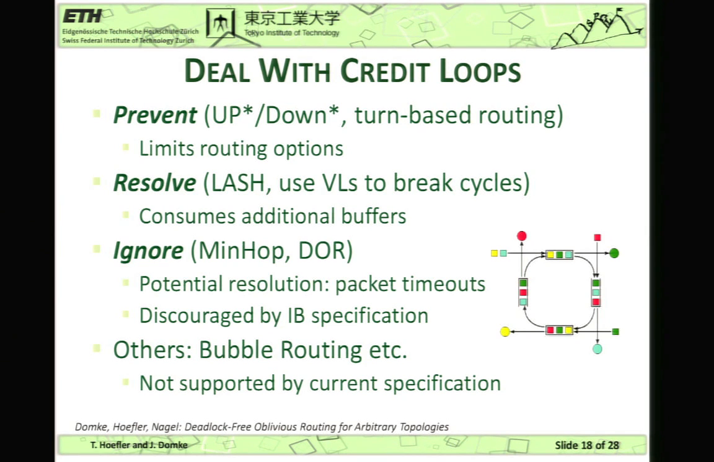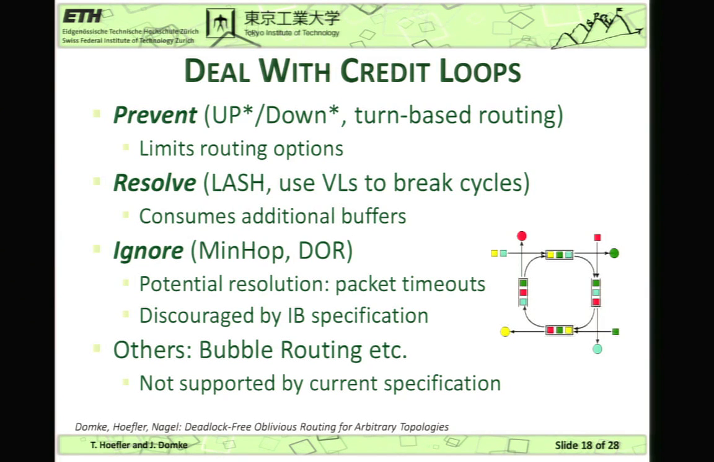Well, one way is you can prevent them. You can use up-star, down-star routing, which really chooses an arbitrary root in the network, and then just goes only towards this root, and once it turned away from the root, it only goes away from the root. That's up-star, down-star routing. Very, very simple. The only problem with this is it actually limits the routing options, so it may reduce your bandwidth. So that's one issue.